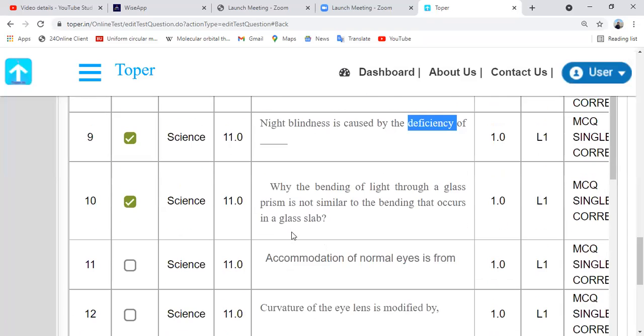Question number 10. Why is the bending of light through the glass prism not similar to the bending that occurs in a glass slab? Okay. So a glass slab gives white light when the light refracts and comes out of it. But when light emerges from the prism, it gets dispersed. So dispersion of light takes place through the glass prism.